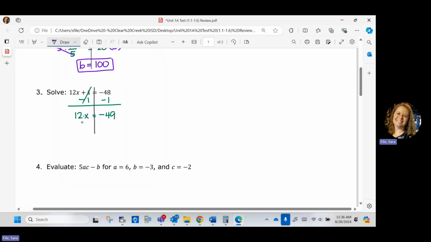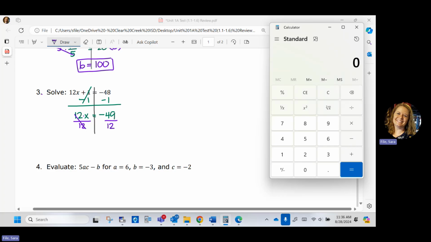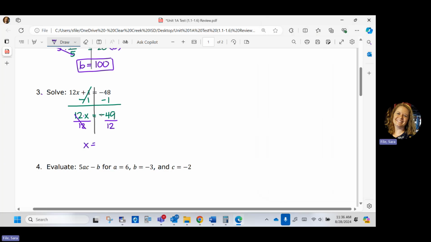This is 12 times x, so this time the opposite is to divide. Okay, so I'm going to do 49 divided by 12. That doesn't divide evenly, so you can use your calculator. Now, here is where it gets tricky. Your 4 function calculators do not have this plus minus button. So you need to either know that a negative divided by a positive is a what? What is your answer going to be? If it's a negative divided by a positive, it's going to be negative.